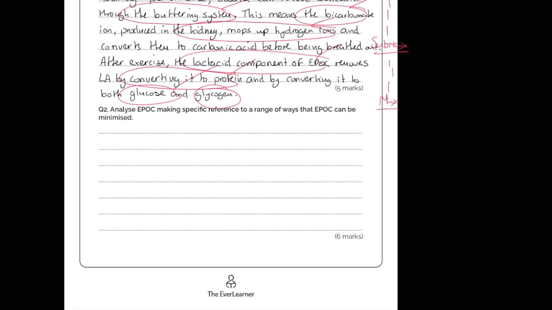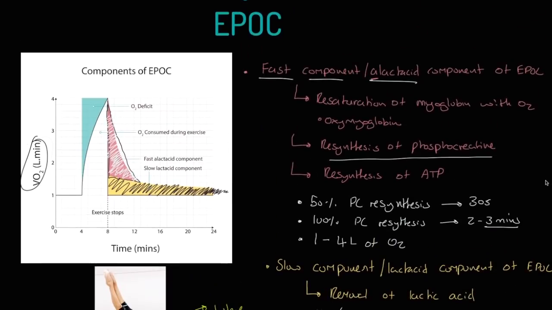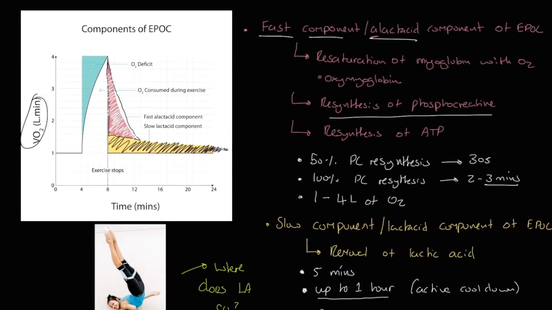Okay, next part. Analyze EPOC, making specific reference to a range of ways that EPOC can be minimized. So now I've got an application of how can I minimize EPOC. Remember, analyzing means to break something down and explain it. So here, what am I going to break down? Analyze EPOC. Well, I've got to break down EPOC. Well, does EPOC have more than one part to it? Oh, that's convenient. We've got at least two parts to EPOC, so we can break it down in that way.